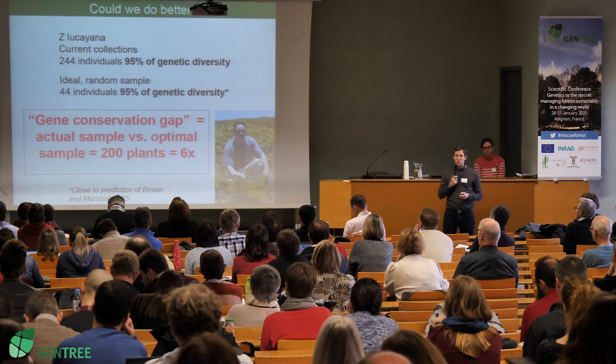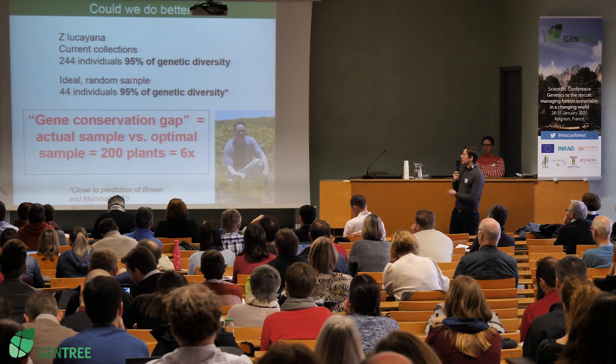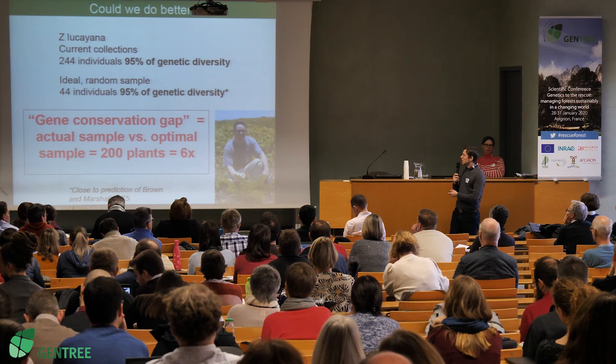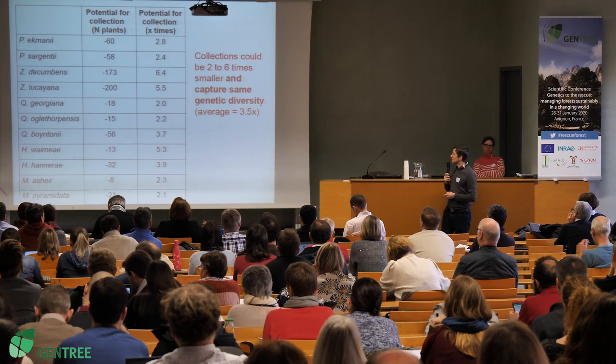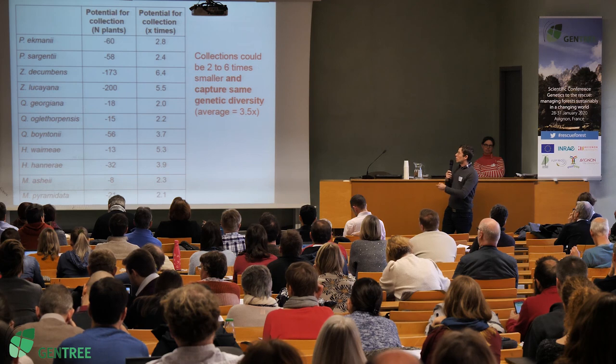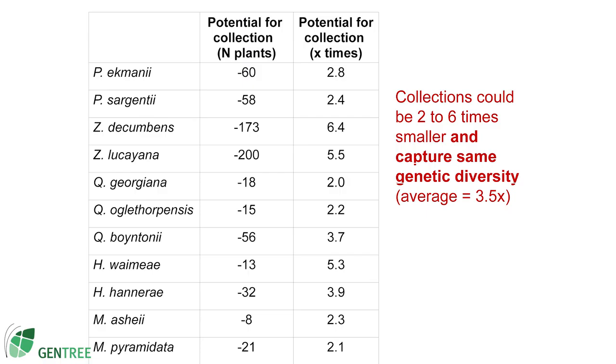Alternatively, we could reduce the size of our collections. In some cases, we might have too large of a collection. So this is one of our largest collections. And we currently have 244 individuals; an optimal design to get the same amount of genetic diversity could be reduced down to 44. So that's a factor of 6 that we could reduce the collection size. Across all our species, it's about 3.5 times that we could potentially reduce our collection size and still get the same genetic diversity. So there's two options.